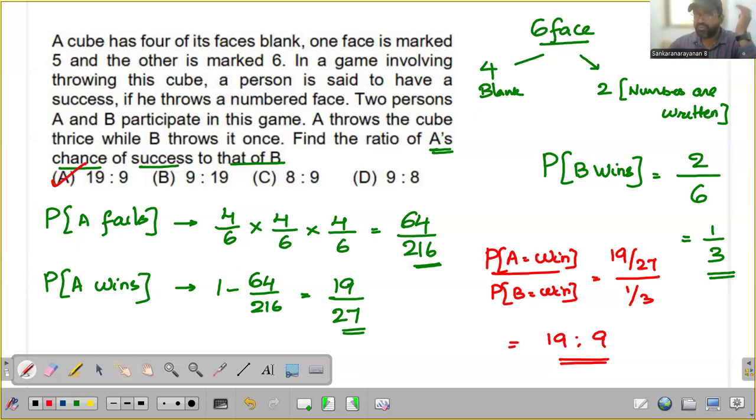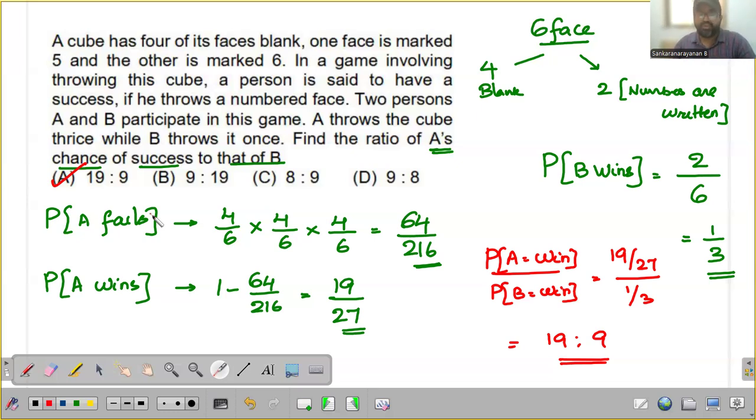But before we say how this answer comes, you should have an idea how it actually works. The probability that B wins is simply 2 by 6, because B throws it only once. So for him to win, the chance is 2 out of 6, that is 1 by 3. As far as A is concerned, since you are rolling it thrice, I am considering the case where in all 3 he fails. That is 64 by 216.